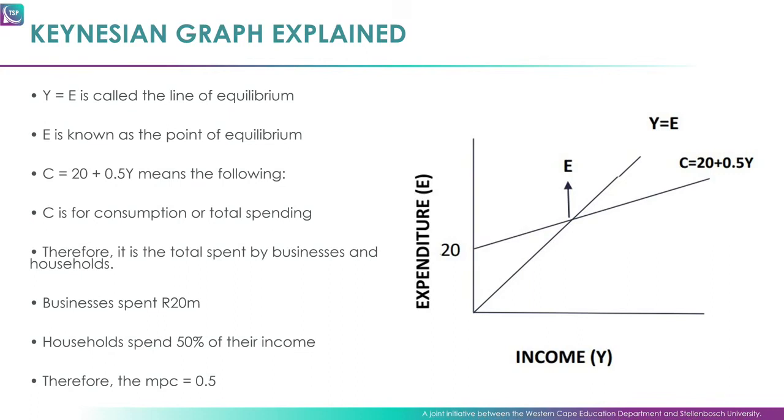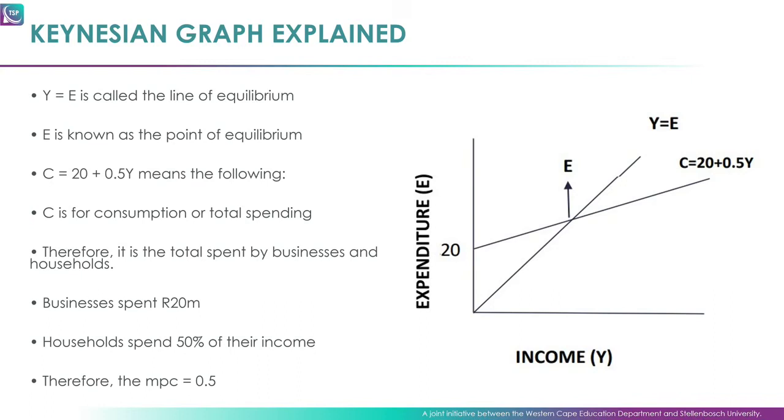So because they're spending 50% of their income, that means that your MPC is equal to 0.5. So now we need to determine where this economy is going to be in equilibrium. How did we get to that point on the graph there?